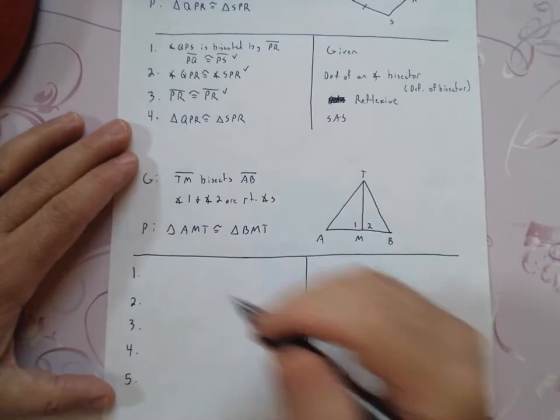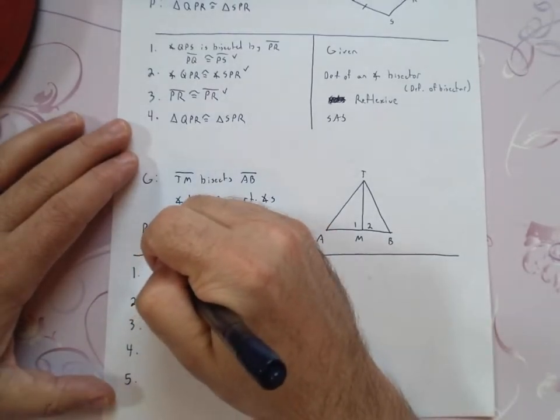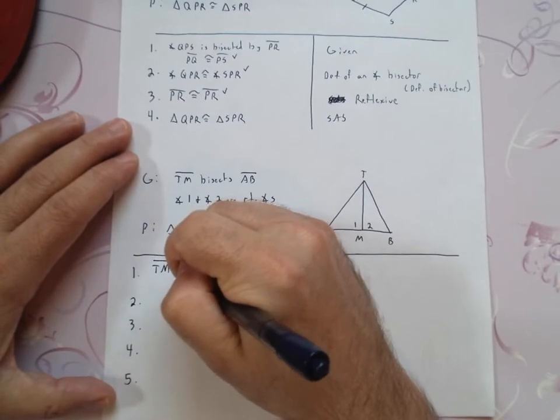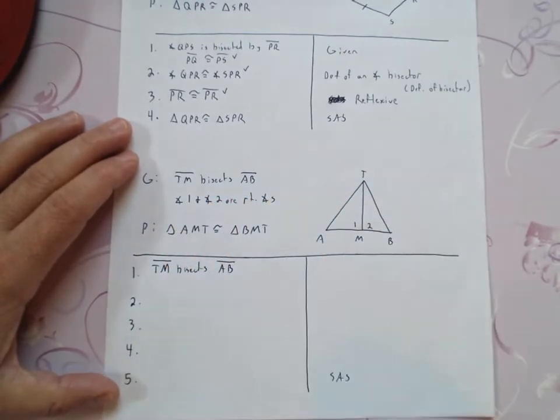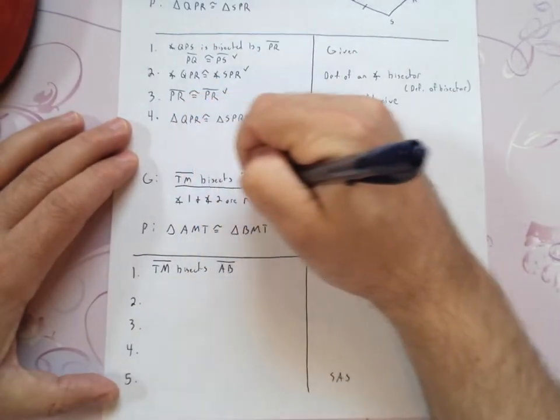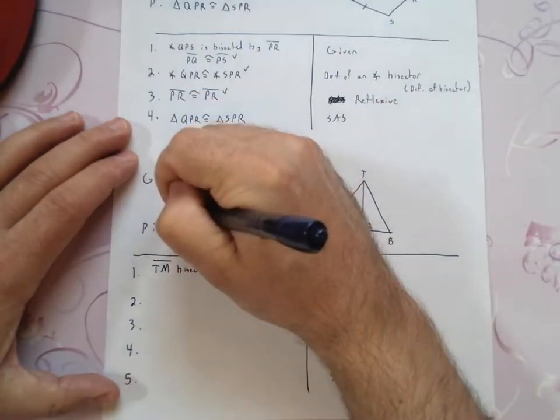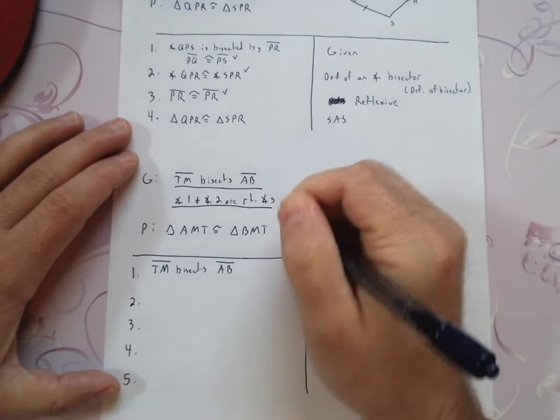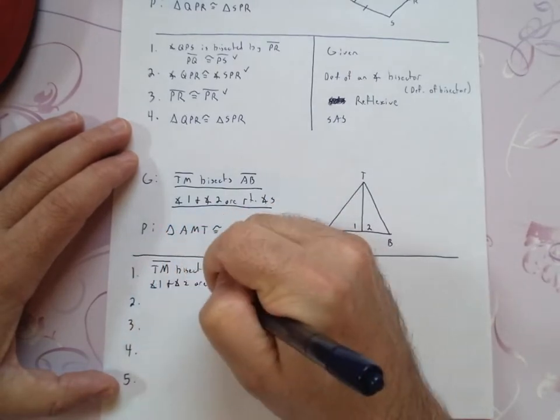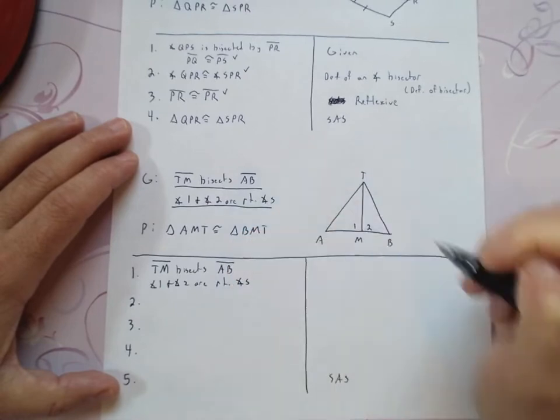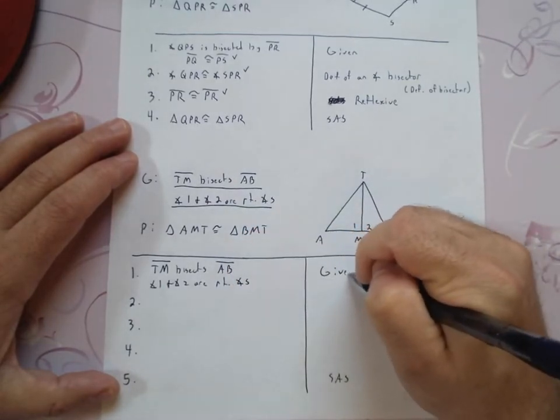Okay. So let's write out our given. We know that segment TM bisects segment AB, and that's kind of why I'm throwing this one in there. And I'm also throwing it in because of these right angles. Okay, we also know that angle 1 and angle 2 are right angles, and all that is given to us.